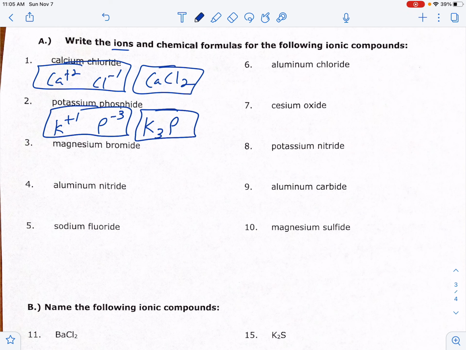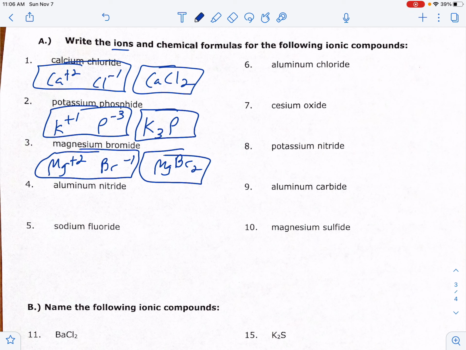Okay, magnesium bromide, so this would be Mg with a +2. And then bromine with a -1. So again, just get those from the periodic table. They are not balanced. So that means I need to crisscross. So that means I only need 1 magnesium, but 2 bromines to be considered balanced.